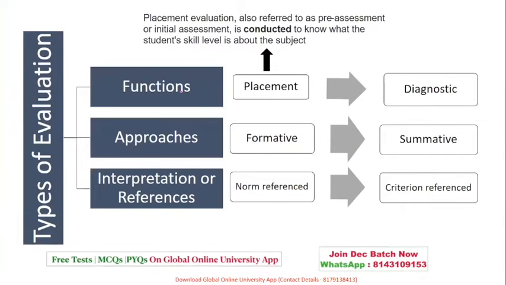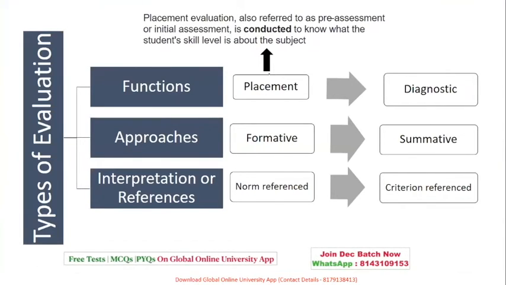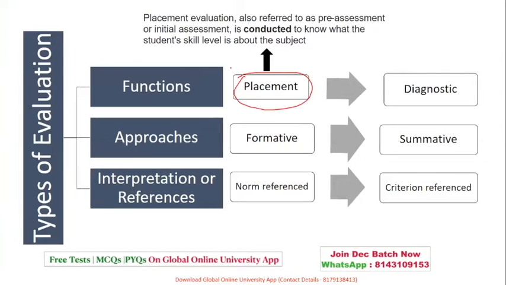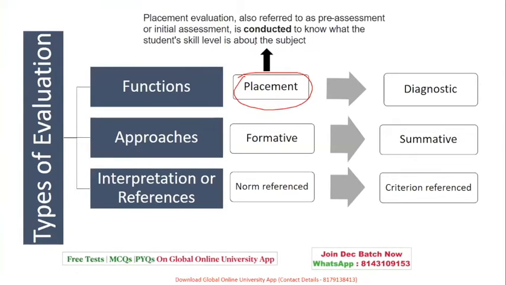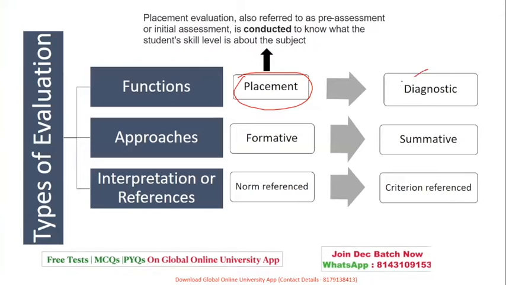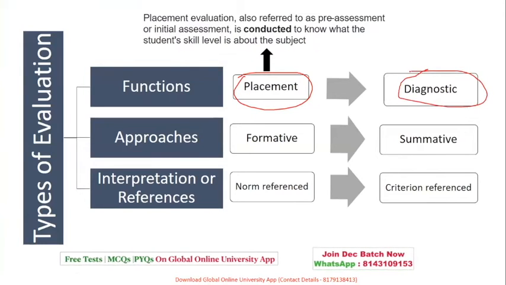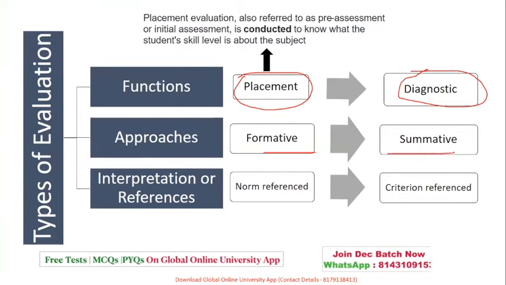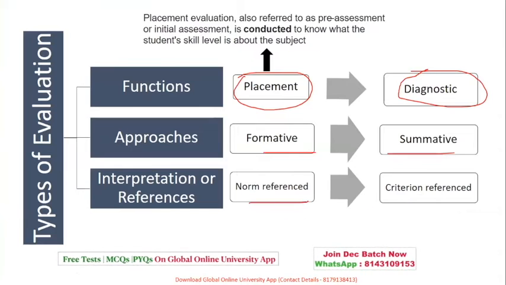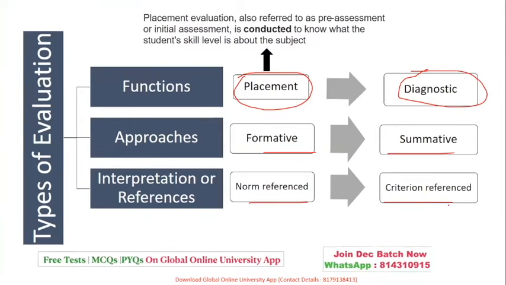Then the next topic which we have now is types of evaluation, a very, very important topic. So when it goes with types of evaluation, placement is basically to understand what type of course is suitable to the student. Diagnostic is to find out the remedies. Formative and summative, we are going to do in detail along with norm reference and criterion reference.